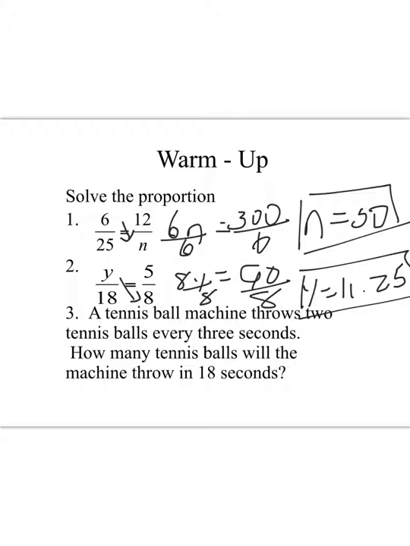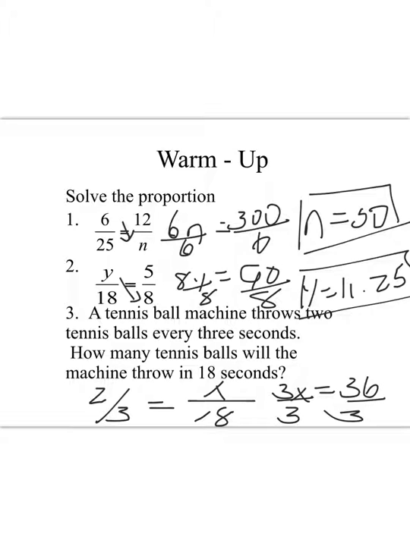Last one is the word problem, like the seal problem we did in class yesterday. 2 tennis balls every 3 seconds, so tennis balls on the top. Time necessary is on the bottom, so 3 seconds. How many tennis balls will the machine throw in 18 seconds? Well, 18 is also time, so that goes in our denominator, leaving x on the top. So I end up with 3x equaling 36. Divide each side by 3. And x will be 12 tennis balls.